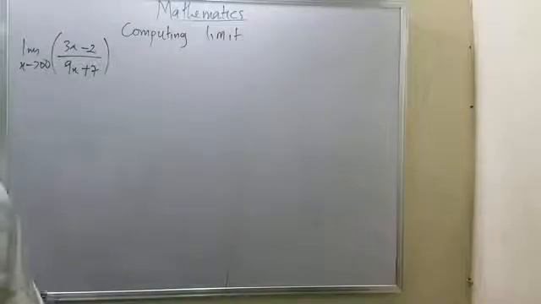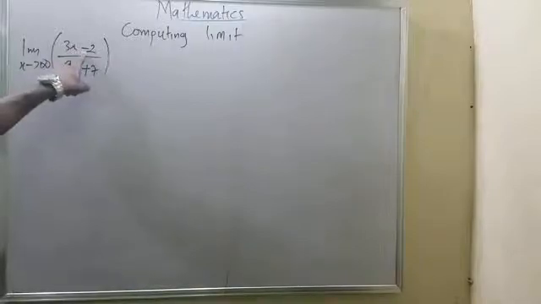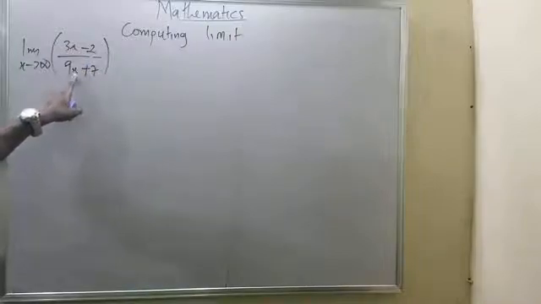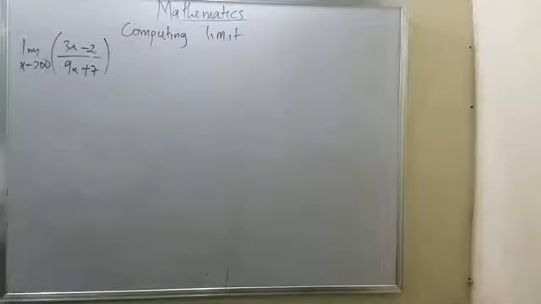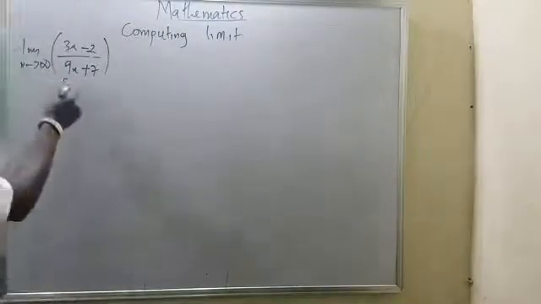To find the limit of this function, you must be very, very careful. If I have 3 multiplied by infinity, it will be infinity, minus 2, still infinity. And 9 multiplied by a very large number plus 7 will also be infinity. Infinity over infinity is undefined, so I can't go anywhere with it. Now, how do I go? I'll go this way.